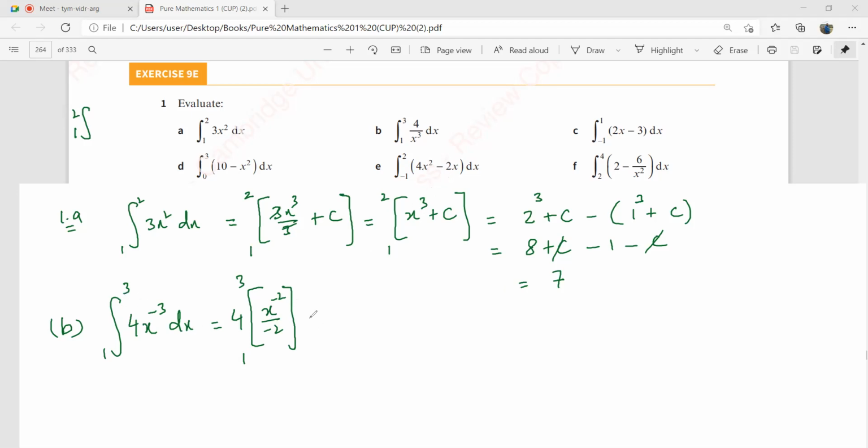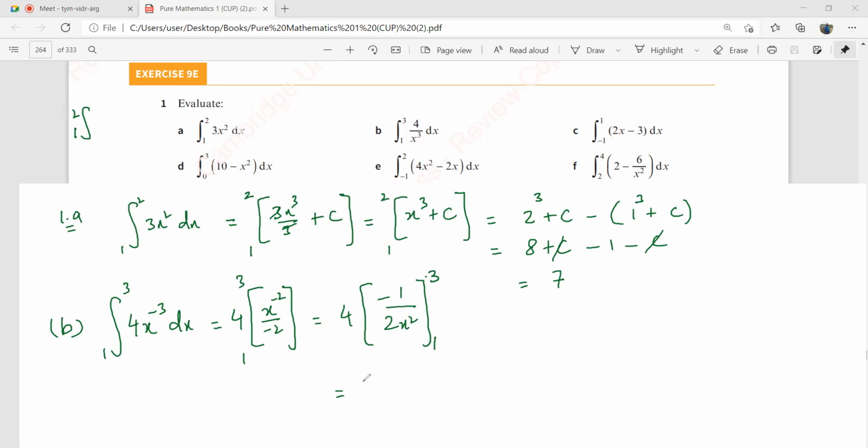Okay. So you can even take this minus 2 out if you want. Anyhow, this is 4 into minus 1 over 2x squared. And these limits, after it has been integrated, can be written on the right side of these brackets as well. I'm just writing this to show you that you can write these limits. Sometimes you're managing the space, so you need to write them to the left or to the right.